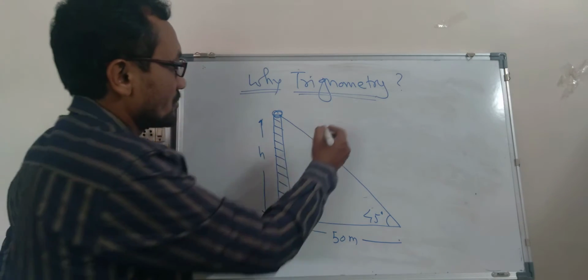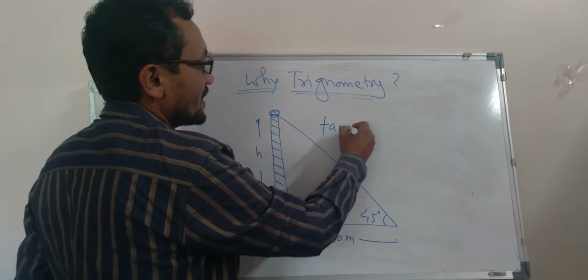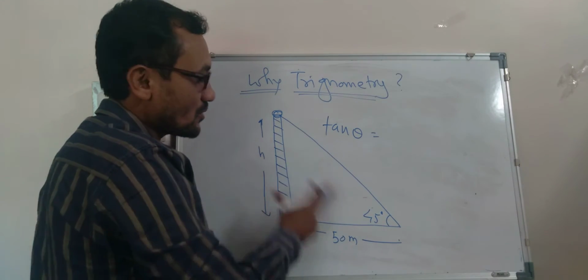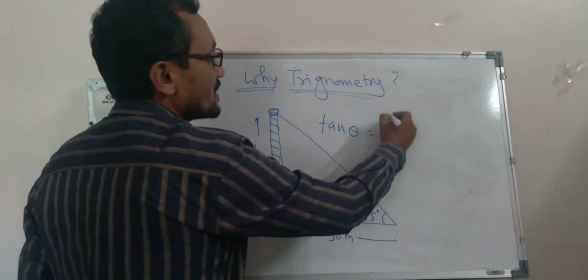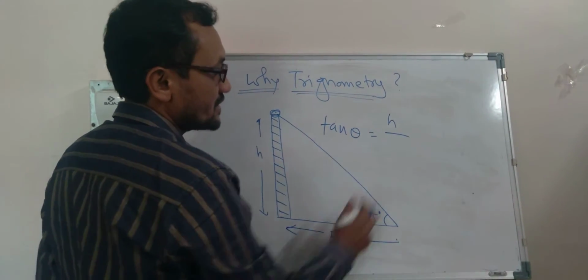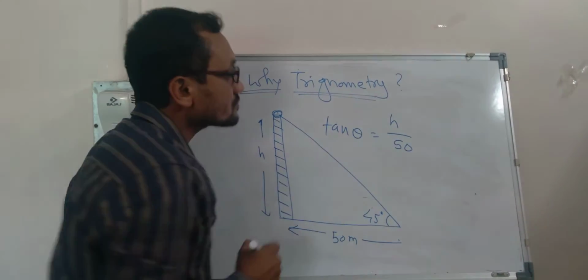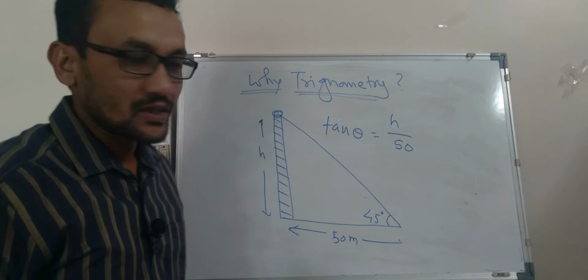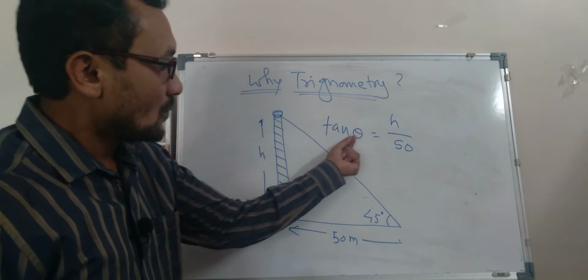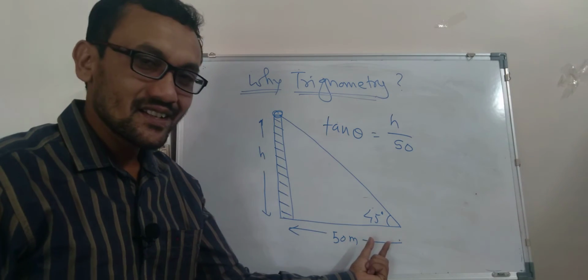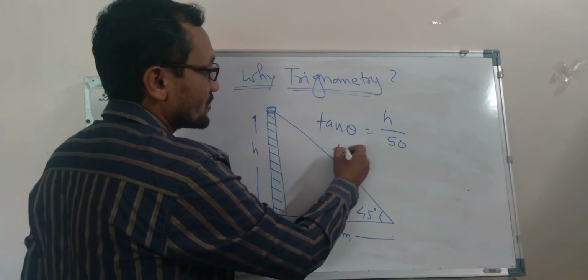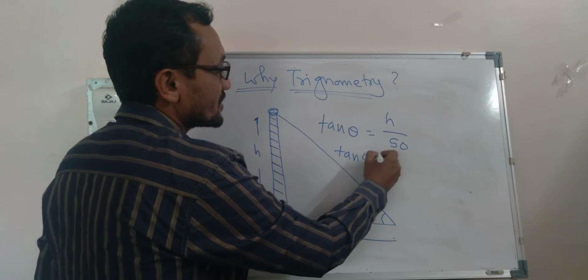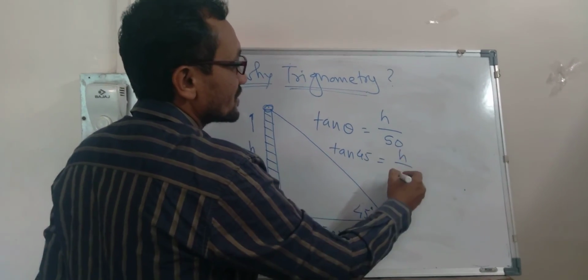So how? Okay, we know that tan theta is opposite side upon base, that is height upon base. So what is the opposite side here? h upon base, which is 50 meter, and h is unknown to us. We have to find out this h. We know this theta. Theta is the inclination angle, and theta is 45. So tan 45 is equal to h upon 50.